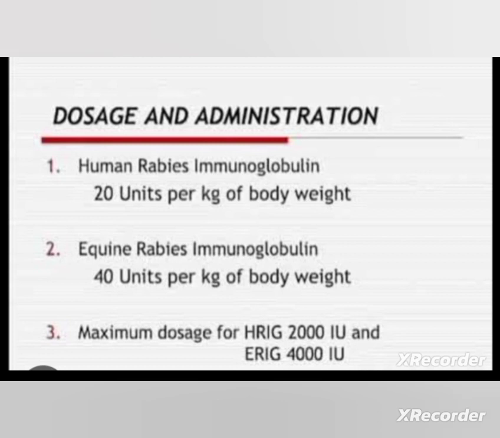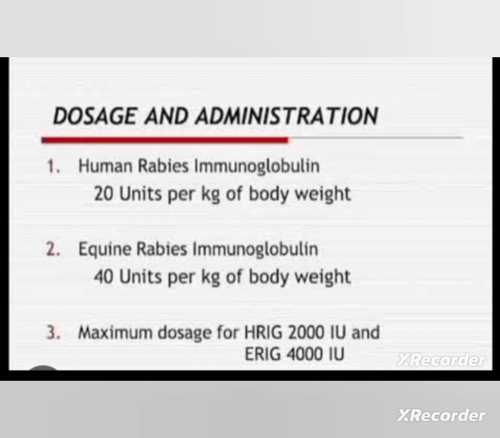The dosage and administration of immunoglobulin. Human rabies immunoglobulin, we are giving 20 units per kilogram body weight. But the equine rabies immunoglobulin, that is ERIG, we are giving 40 units per kilogram body weight. And the equine rabies immunoglobulin ERIG is commonly available in our medical colleges. Here the sensitivity test is needed because it is obtained from horses.